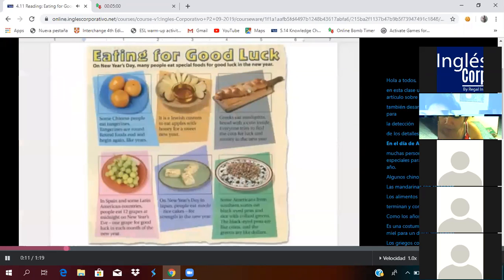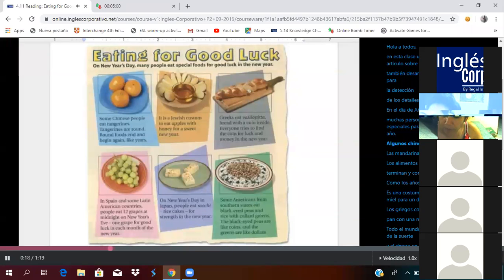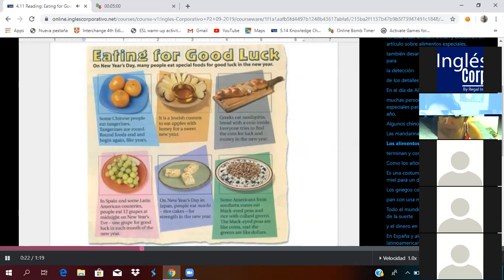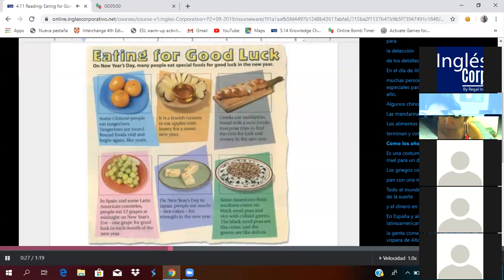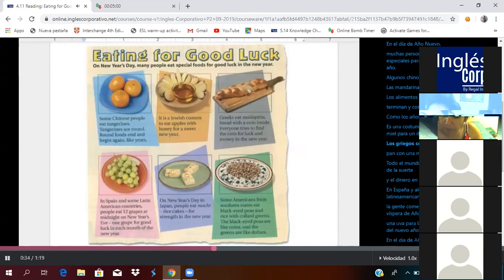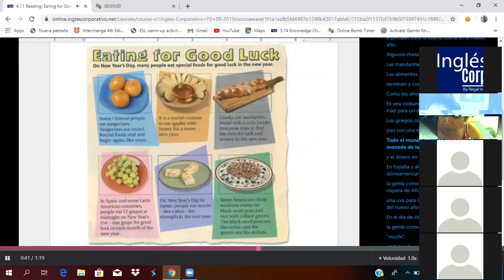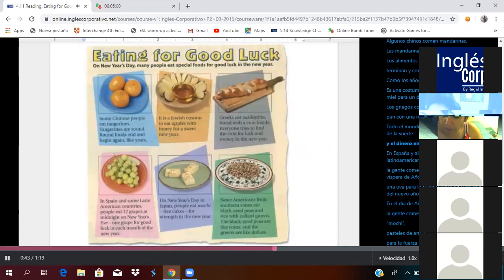On New Year's Day, many people eat special foods for good luck in the new year. Some Chinese people eat tangerines. Tangerines are round. Round foods end and begin again, like years. It is a Jewish custom to eat apples with honey for a sweet new year. Greeks eat vasilopita, bread with a coin inside. Everyone tries to find the coin for luck and money in the new year.